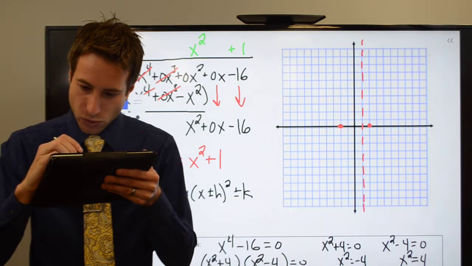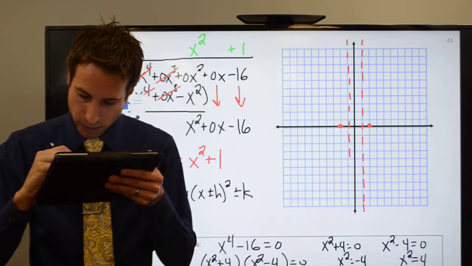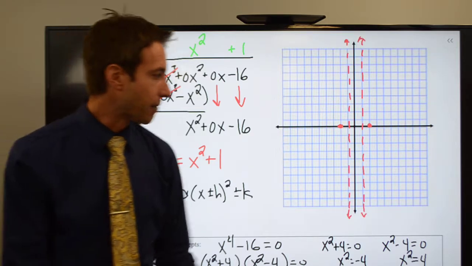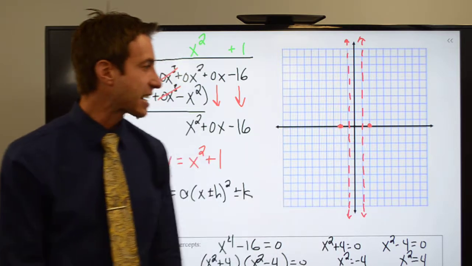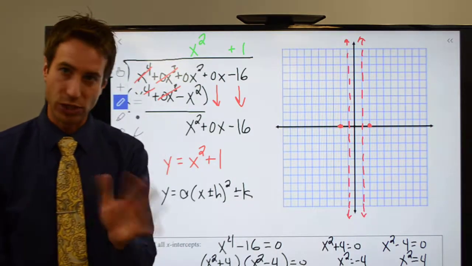Huh, that is really interesting. All right, so vertical asymptotes. I got my vertical asymptotes in there. I've got my x-intercepts in there. The last thing I need to do, right, is my horizontal asymptote, which I don't have one.